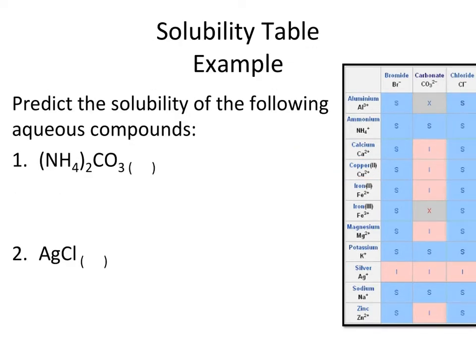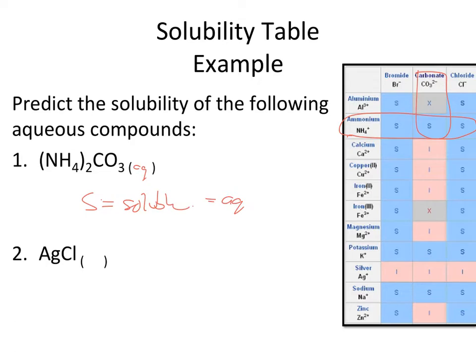So here, let's see if we can predict the solubility of these aqueous compounds. Here we have ammonium and carbonates. So again, let's just find our ammonium over here, carbonate is over here, and we have S. So S stands for soluble, and if something is soluble, that means it's going to be in the aqueous state. So we have aqueous there.